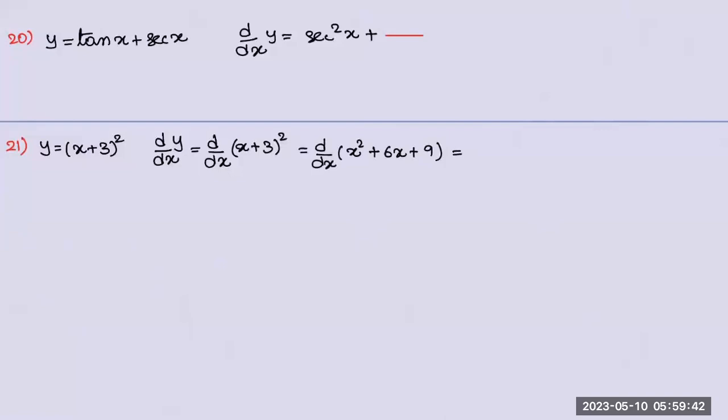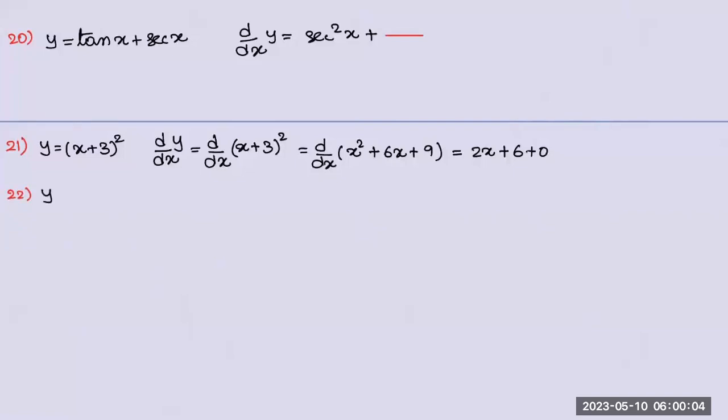It will be x square, which gives 2x. Differentiation of 6x is 6. Differentiation of the constant is 0. Good, we can stop here. But wait, will it work in every case? Sir, why not? Okay, fine. Let us go for 22.